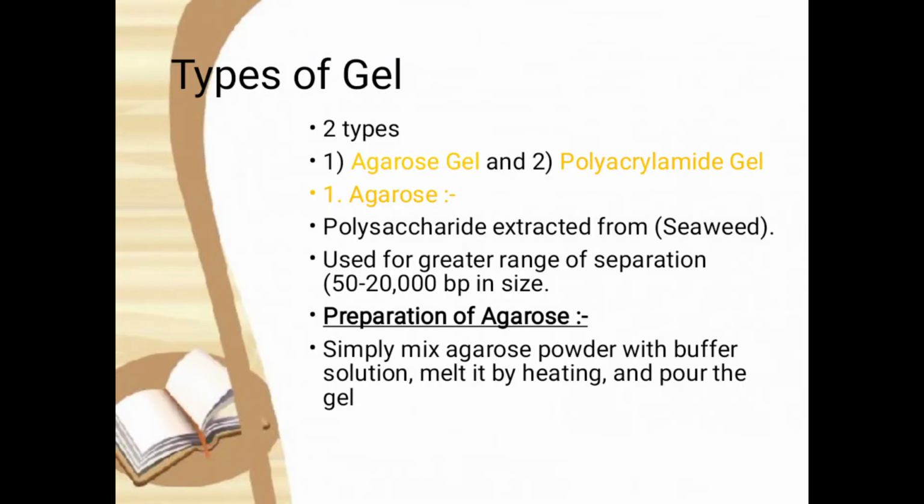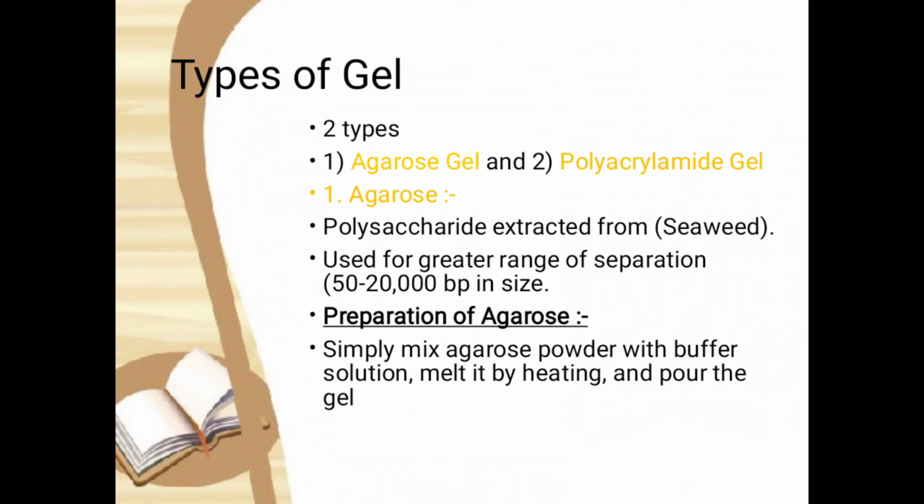Next is types of gel. There are two types of gel. Most typically used are agarose and polyacrylamide gels. Each type of gel is well suited to different types and sizes of analyte. First we will see the agarose gel.